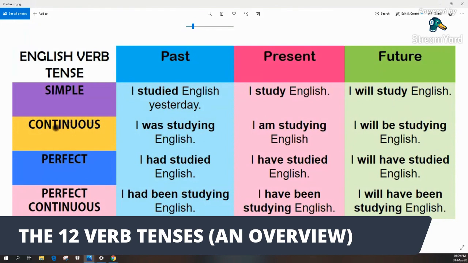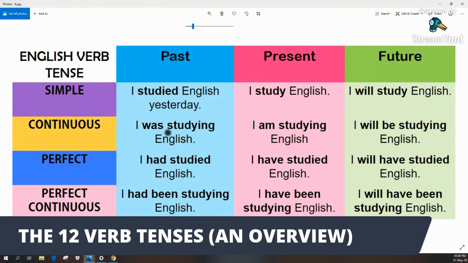Okay. Now, how to form the continuous? The continuous tenses. I was studying English. I am studying English for the present. I will be studying English for the future. So I was studying English.